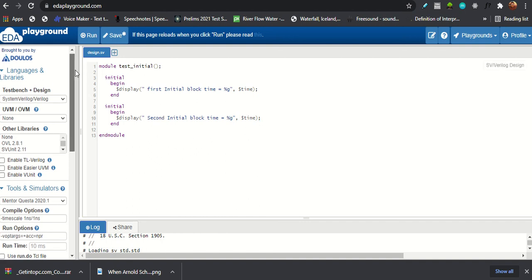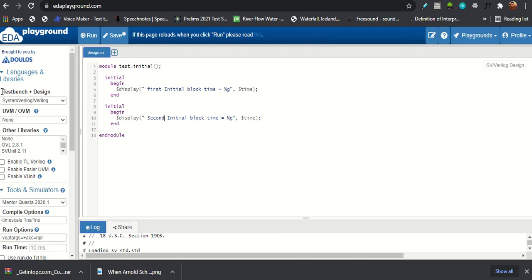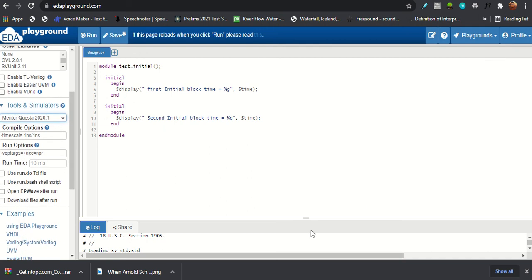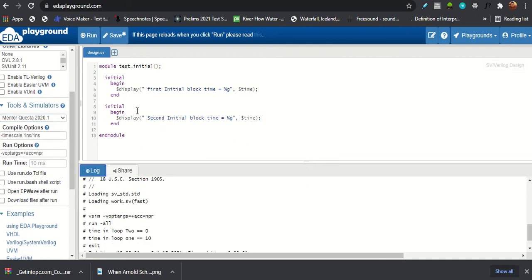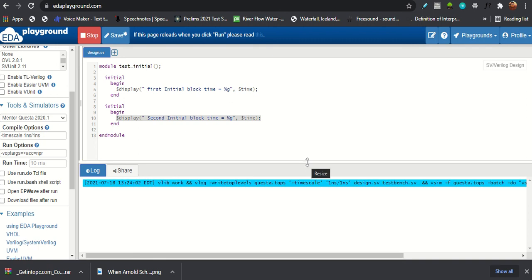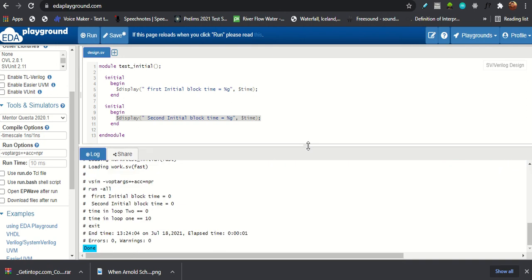So let us see our variables. I have defined here test bench SystemVerilog. Let us give our tool, Mentor Questa tool. I have selected Mentor Questa tool. Time scale is equal to 1 nanosecond to 1 nanosecond. Now let us execute this program and see at what time these two particular statements execute. Okay, so here is the timestamp of the execution.